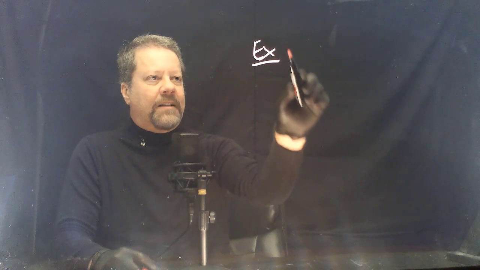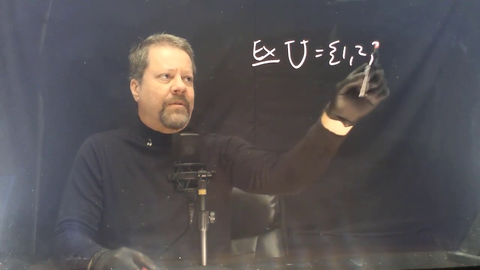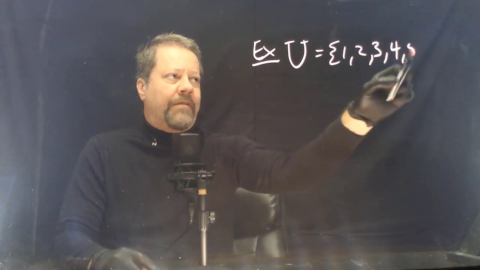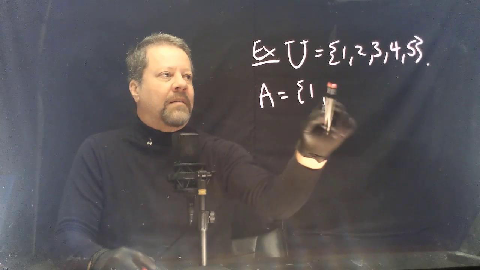As an example, let's suppose our universal set is 1, 2, 3, 4, 5. And let's let A be the set 1, 3, 5.